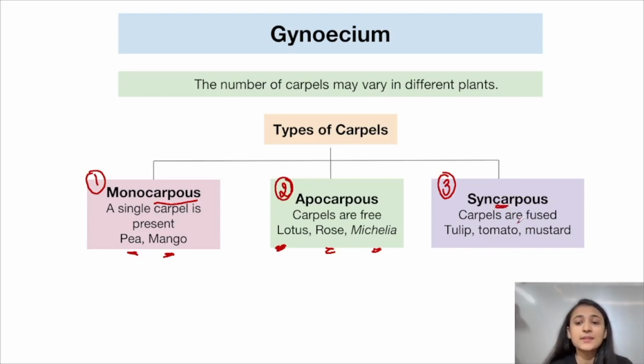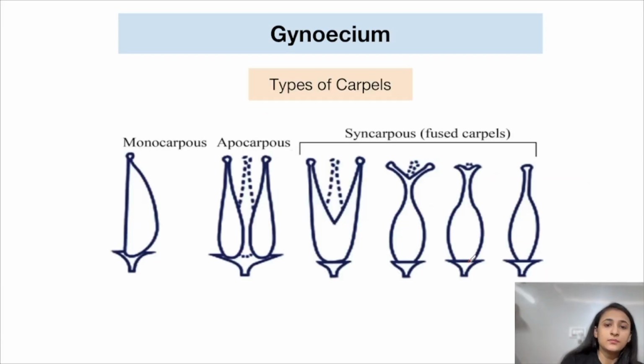Now in syncarpous condition, the carpels are fused with each other. It is seen in tulip, tomato and mustard plants. So in syncarpous, the carpels are fused. Apocarpous means the carpels are free. Tulip, tomato and mustard are the examples of the syncarpous condition where carpels are fused with each other.